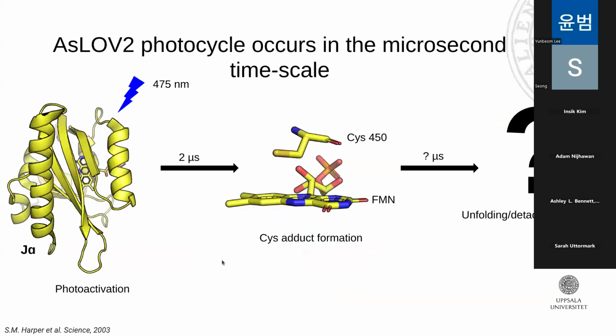The idea is that we have blue light shining on the protein, and then we have the photoactivation. Two milliseconds after that, we have a cysteinyl adduct formation, a covalent bond between the cysteine and the FMN. Then some microseconds after that, we have some sort of unfolding or detachment of the helix, which was first seen in NMR, but there is no direct structural evidence for this using X-ray techniques, because you cannot see it in the crystal because of the crystal packing. But through spectroscopy, it's been seen that something happens on a time scale that hopefully we could record.